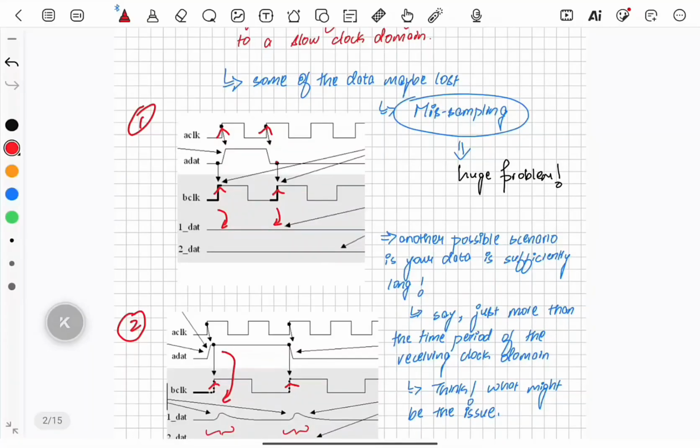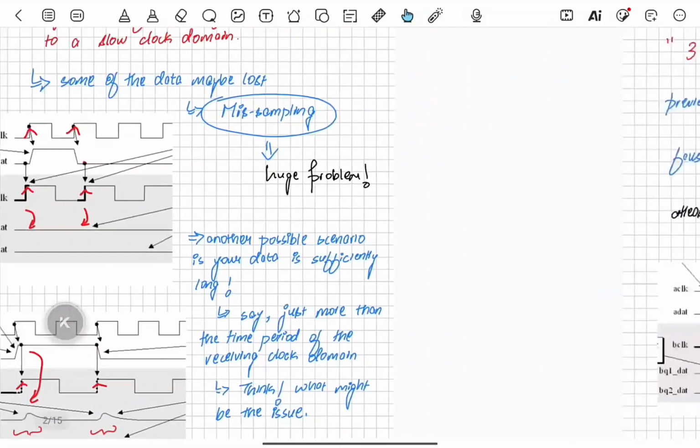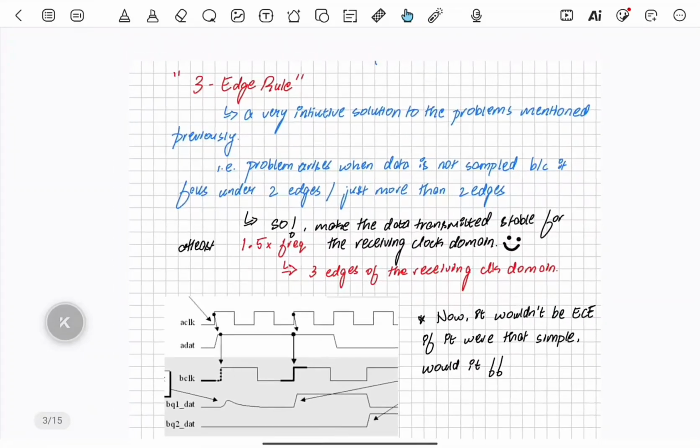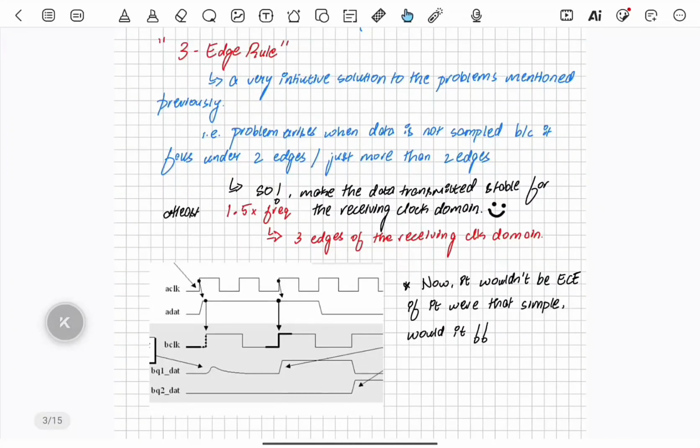Now think about how to solve this. Then we'll be talking about the three edge rule. I think most of you have heard this, but I'll just reiterate it. What is the three edge rule? It is a very intuitive solution to the problems mentioned in the previous page. When is the issue coming? If the data coming from the sending domain is not stable and is not getting sampled in the receiving clock domain, that's the issue. So what can we do? Just make the data more stable so that at least once it will get sampled in the receiving clock domain.